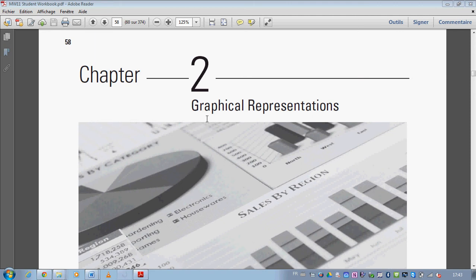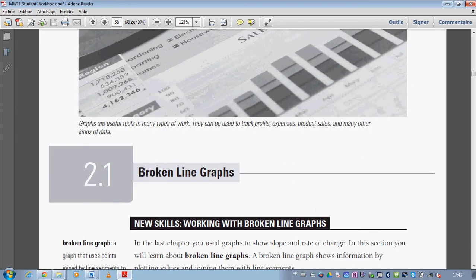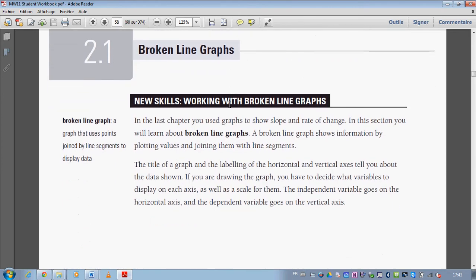Today we are starting up Chapter 2, and we're going to pretty much be talking about graphs this entire chapter. We're going to start off with the very first topic, which is broken line graphs. So that's 2.1, broken line graphs.